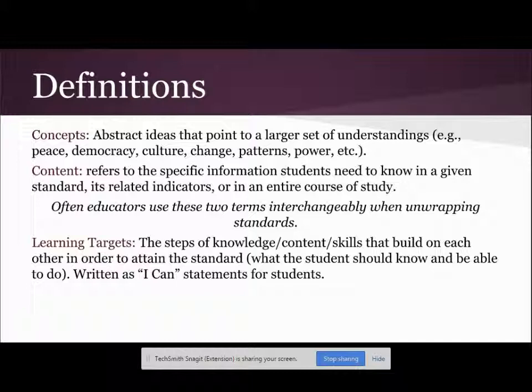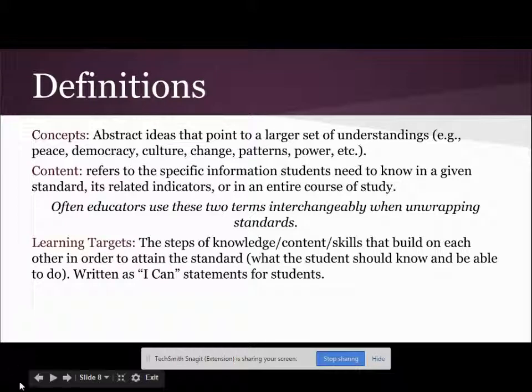Learning targets is also another definition you need to know. The steps of knowledge or content or skills that build on each other in order to attain the standard. It's what the student should know and be able to do. They are written as I can statements for students.